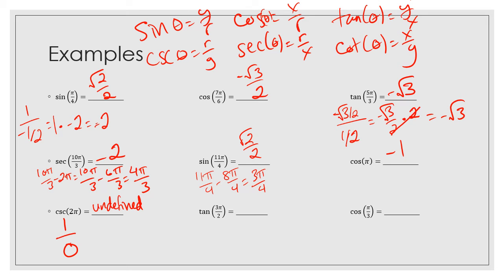The tangent of 3 pi over 2, if I look at 3 pi over 2, tangent is y over x, so that gets me -1 over 0. I have another undefined value. And then finally, cosine of pi over 3 is in quadrant 1, the x value is 1/2.